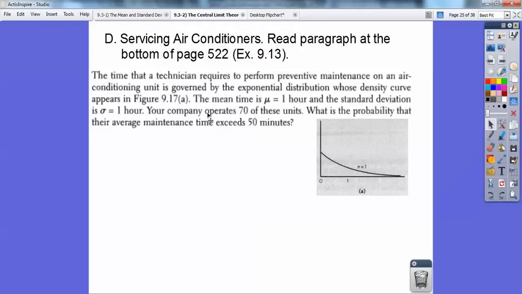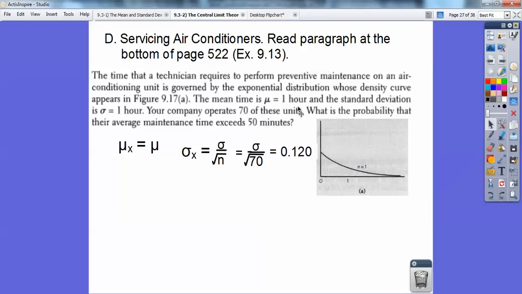But your company is now going to operate 70 of these units. So now it's just going to do just what we did yesterday. The standard deviation is going to be 1 over the square root of 70, and everything else is the same. It's 1 over the square root of 70, because it says the standard deviation equals 1 right there. And then we want to know what's the probability that their average maintenance time exceeds 50 minutes. Now these are in hours, so I'm going to have to convert 50 minutes to hours in decimal, so that's easy.